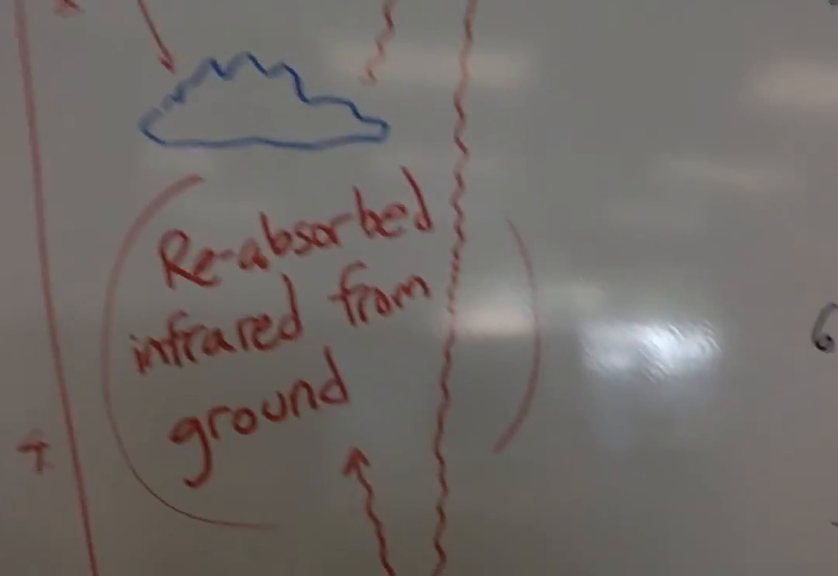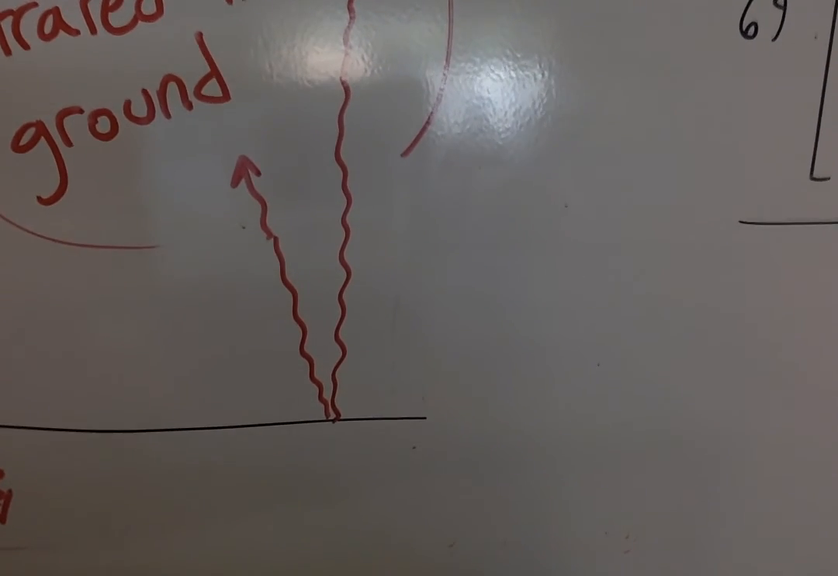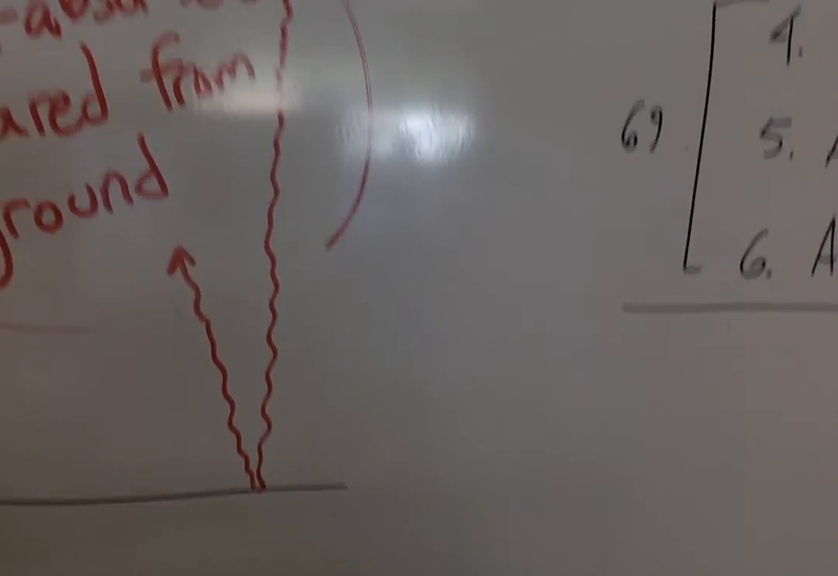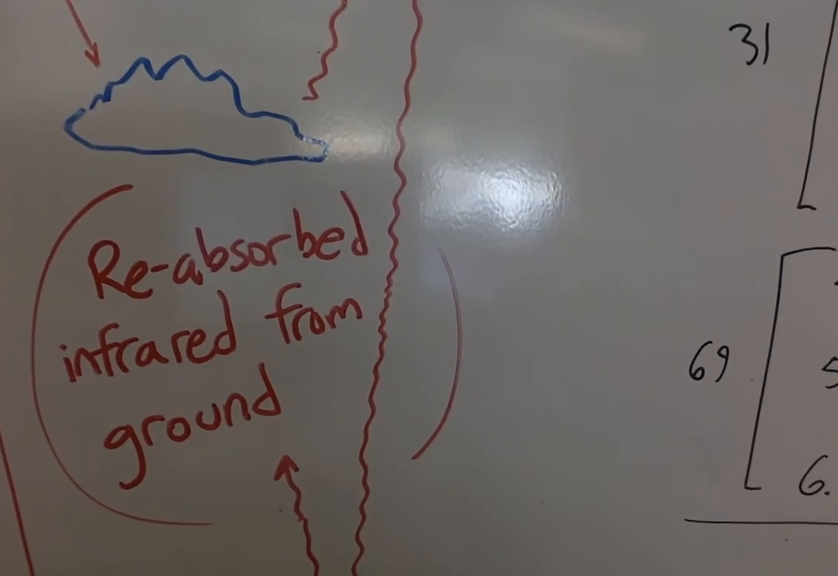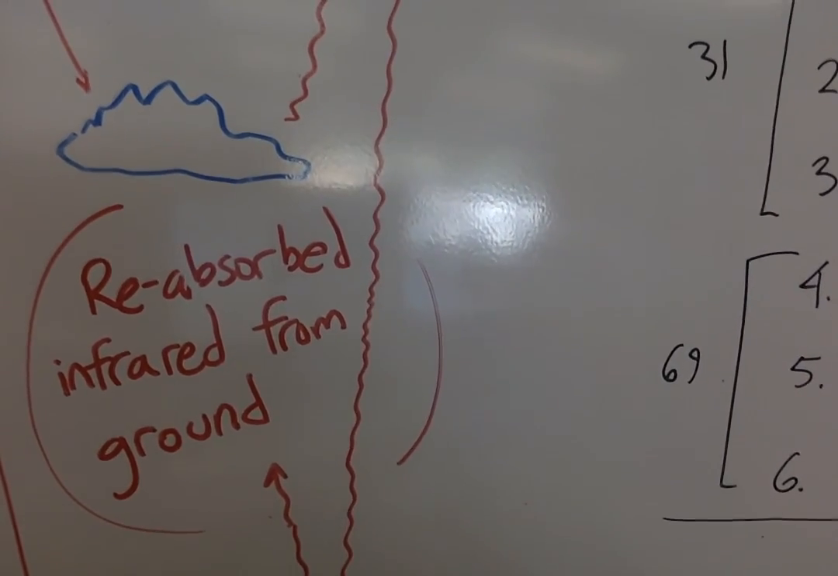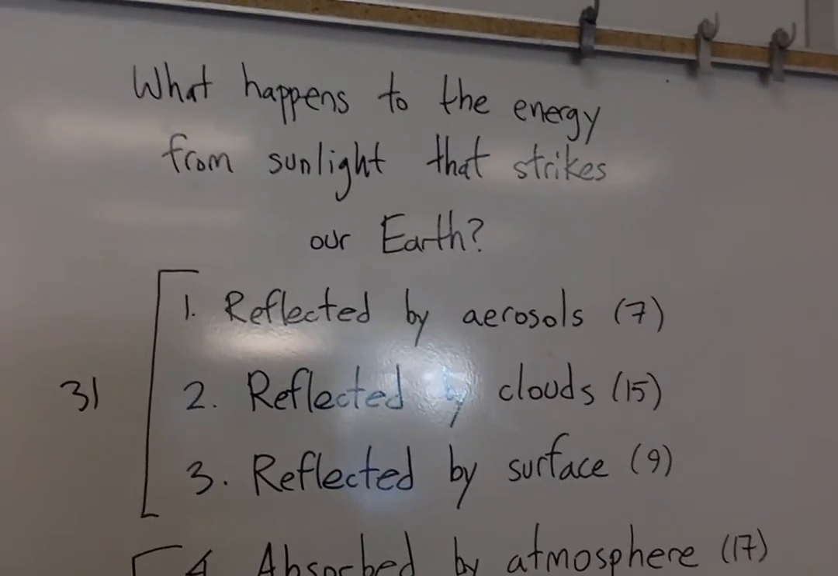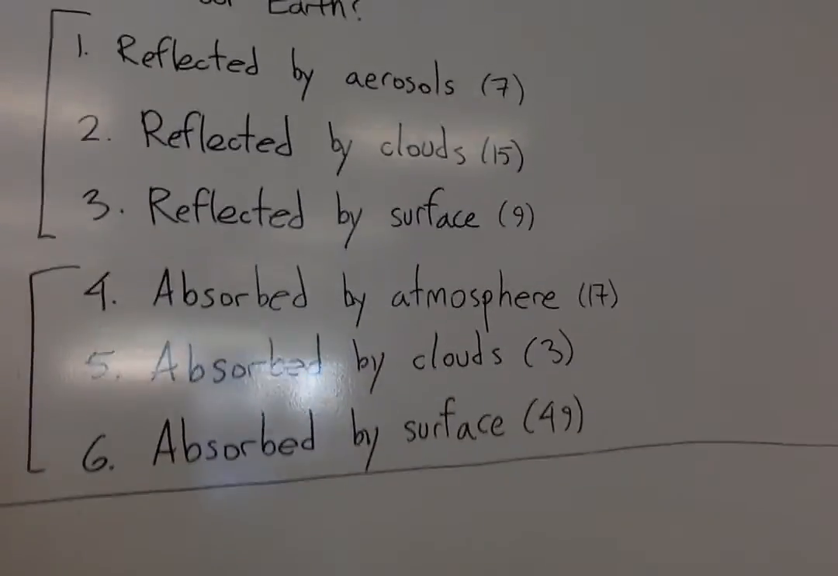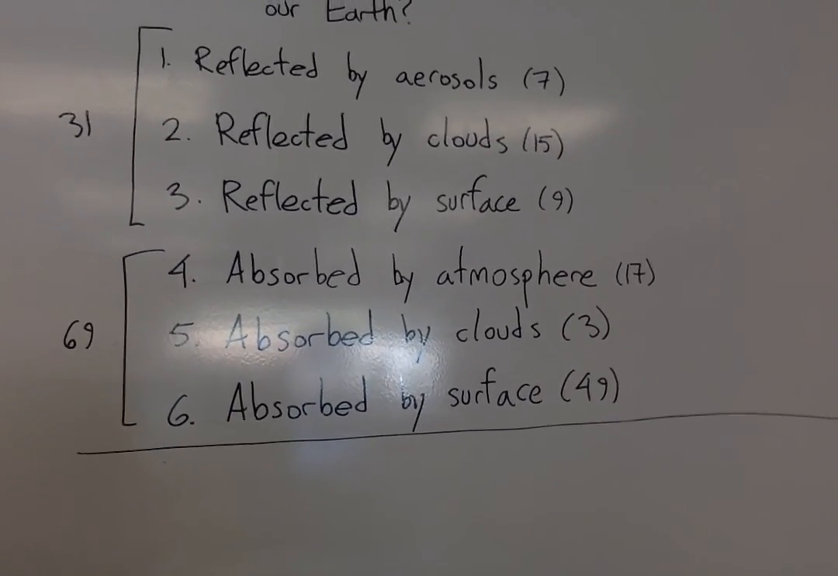And here, this is a case where we've got energy that has been absorbed from sunlight, is re-radiated as infrared radiation, but before it can get into space, is reabsorbed by gases in the atmosphere, greenhouse gases. And oh yeah, here's how the numbers break down, by the way. This is your 31, the reflection, and the 69, absorption by atmosphere, clouds, and surface.